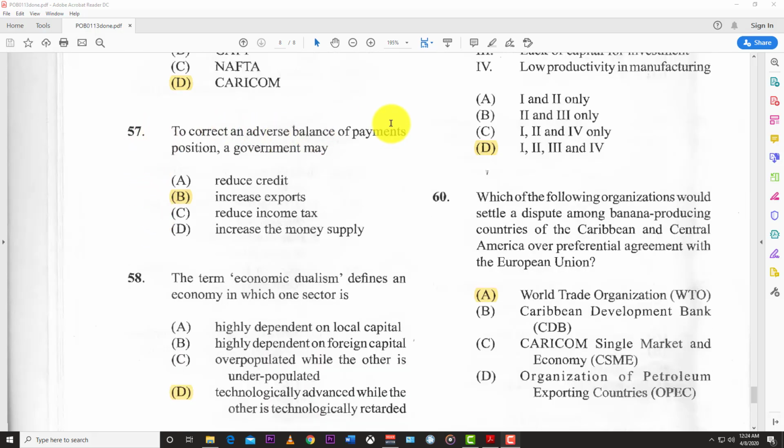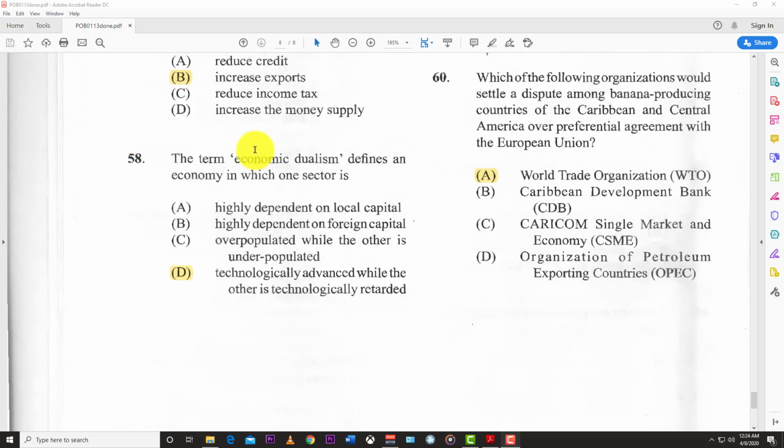57, to correct the adverse balance of payments position, a government may, and the answer is B, increase exports. Alright, balance of payment deficit means that you're importing more than you export, so of course to change that, you increase your exports. 58, the term economic dualism refers to an economy in which one sector is D, technologically advanced while the other is technologically retarded. So that's similar to some of the Caribbean economies, so that's D.